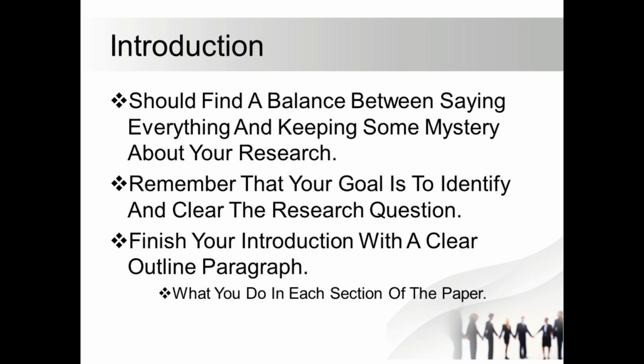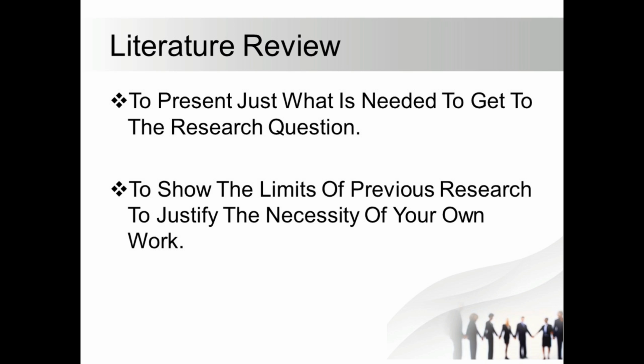The next section of the paper usually deals with your literature review. This part is not to be exhaustive explaining every detail of your review of the literature. Instead, your goal is to present just what's needed to get to the research question. You have to show the limits of previous research to justify the necessity of your own work. Remember, we discussed the frontier and the gap in Section 2. That's what we're dealing with here.